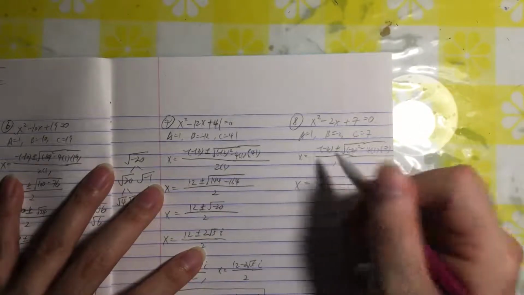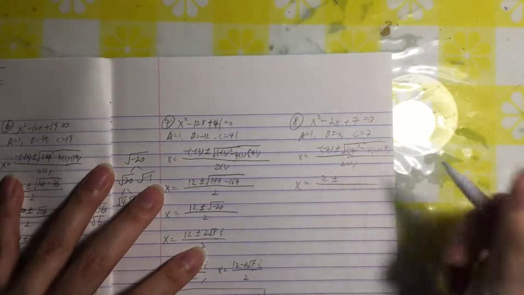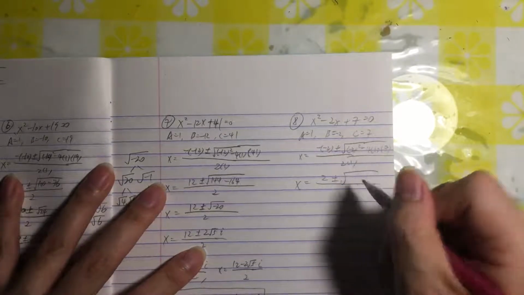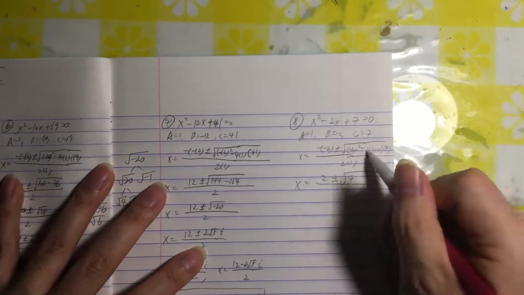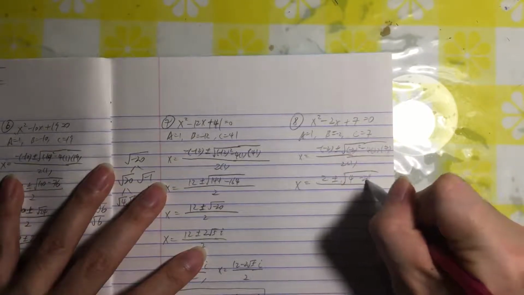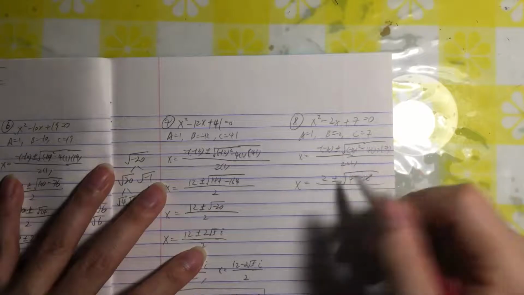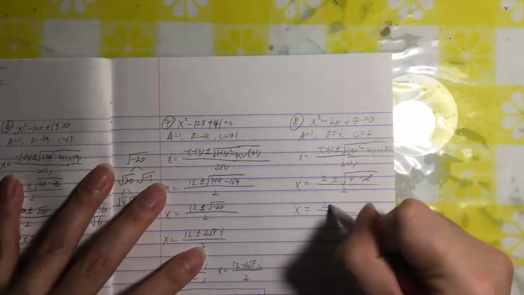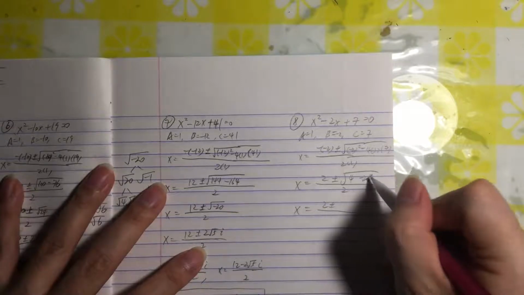Negative 2, double negative is positive. Plus or minus square root of negative 2 squared is 4. 4 times 1 is 4, and times 7 is 28. All over 2 times 1 is 2. Under square root, 4 minus 28 is negative 24.